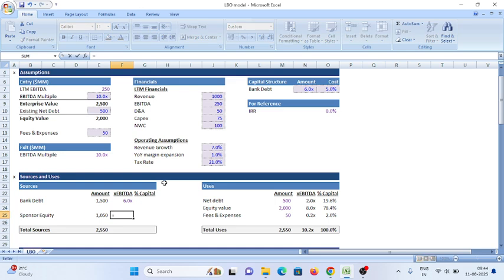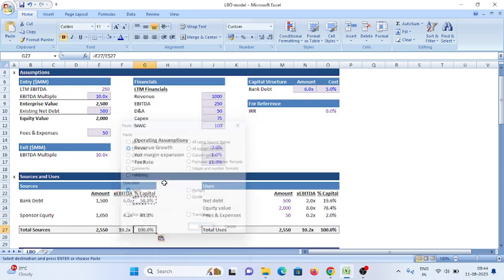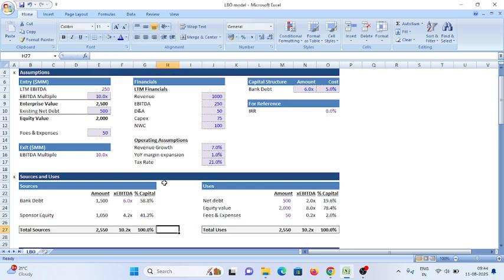So what's the implied multiple? You can use the formula here, right? You could just copy and paste it here. Copy that as well. And now calculate the contribution of debt and equity to the total purchase price. Okay, so now we have uses and sources of funds.